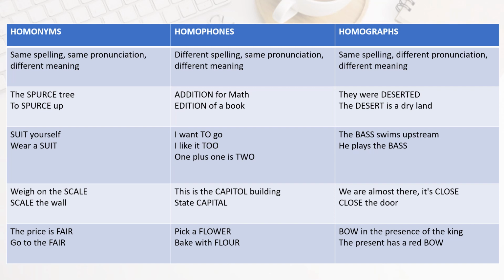On the last column for homographs, it should have the same spelling, different pronunciation, and different meaning. So we have the example below the definition. They were deserted. And the next example is the desert is a dry land. Again, the first one is they were deserted, meaning abandoned. The desert is a dry land. So they have the same spelling, different pronunciation, and definitely different meanings.